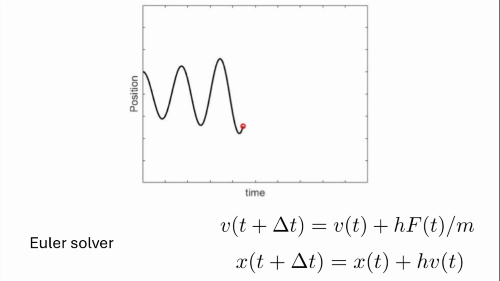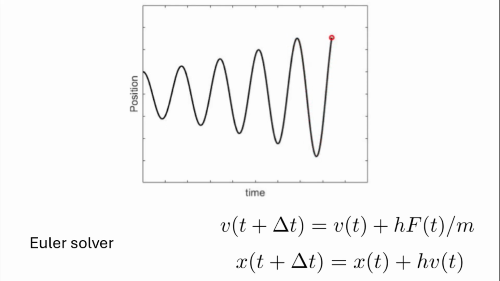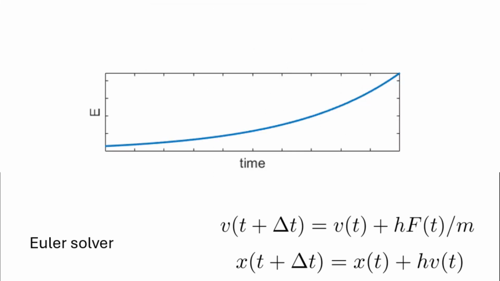However, something strange is happening. The amplitude increases with time. Moreover, when we look at the total energy over time, we see that it increases, contradicting the conservation of energy. This has to do with an error buildup in the Euler solver. A good solver should respect the conservation of energy.